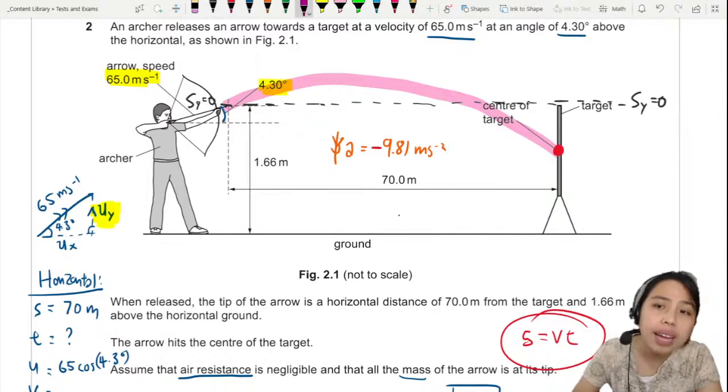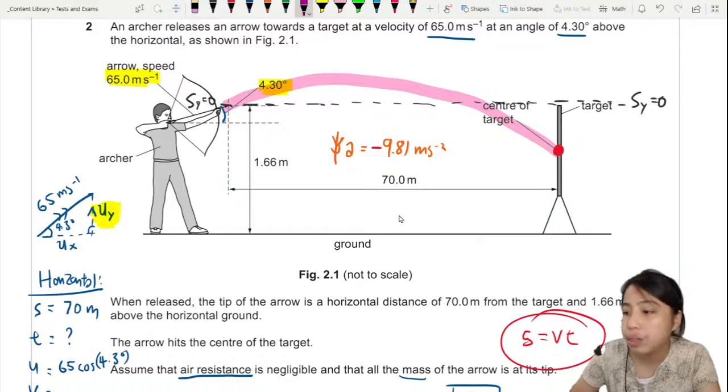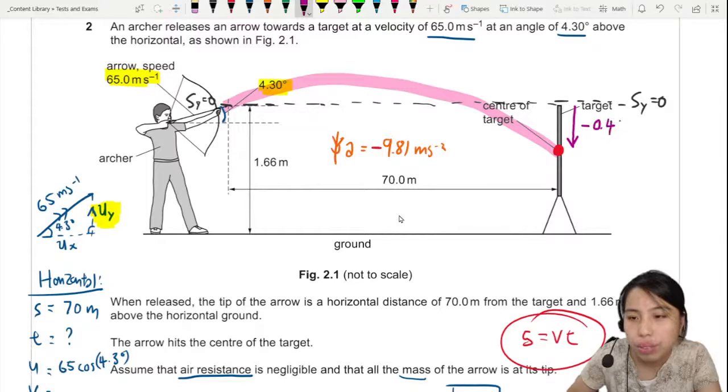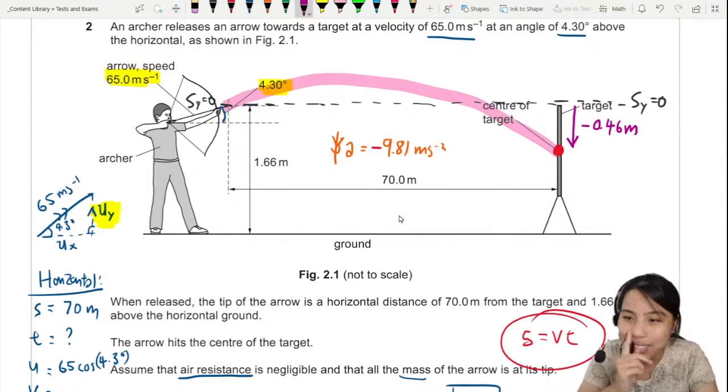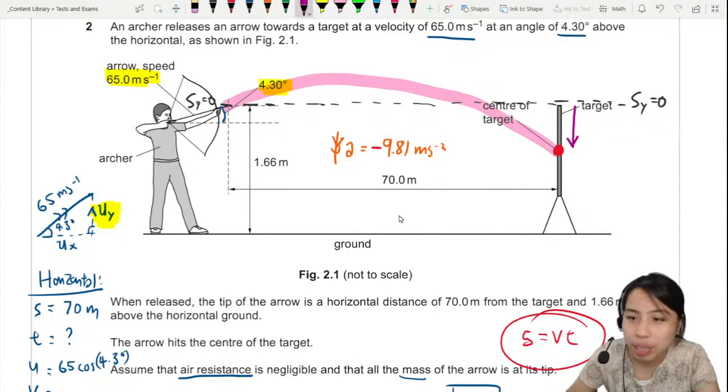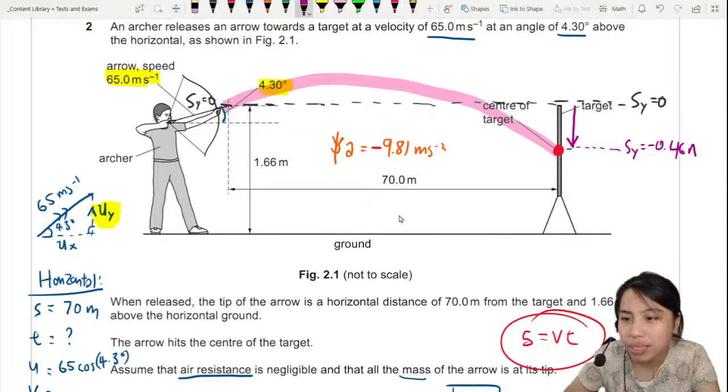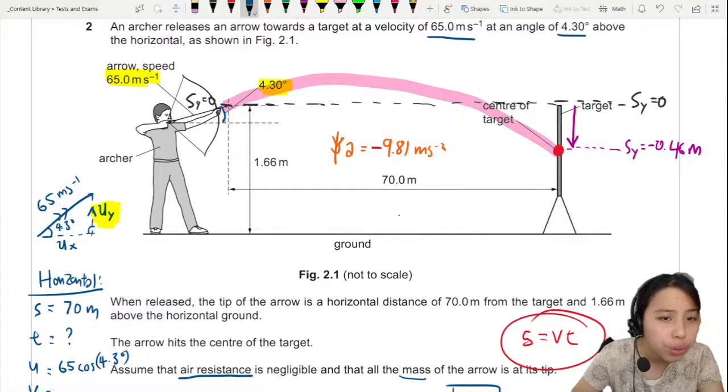Which means if I have a negative value, negative 0.46, the object has gone below my initial starting point. So negative 0.46 meters is the displacement here, this S of Y. Here's the trap. They want you to find the height above ground, which is this H.